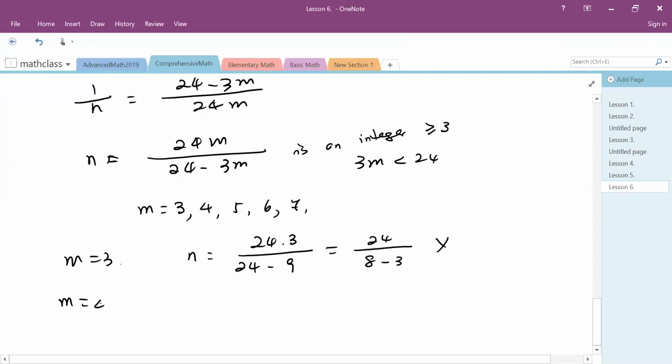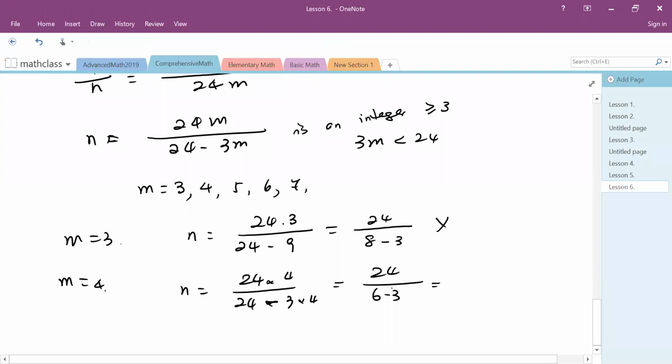Then m equals 4. 24 times 4 over 24 minus 3 times 4. So I think we can get rid of 4, right? 24 is 4 times 6, so 6 minus 3, which is 3. 24 divided by 3 is 8. So this is possible. This is already given in the example.